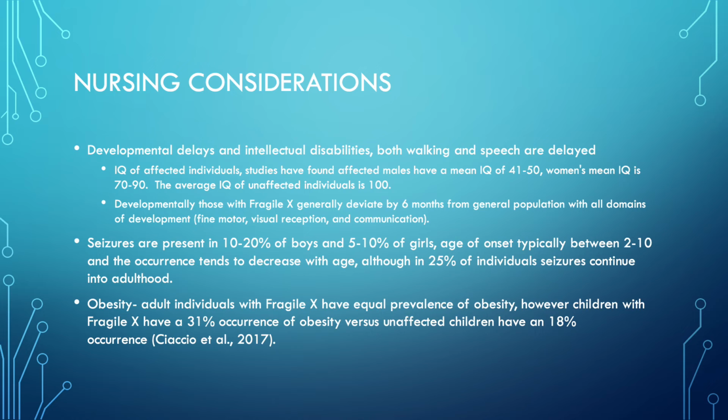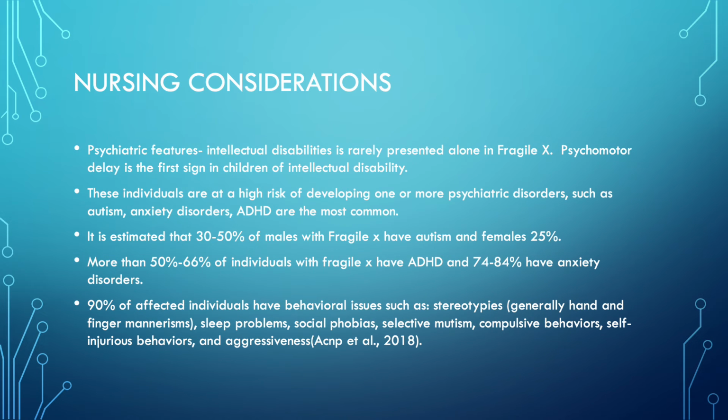Obesity. Adult individuals with Fragile X have equal prevalence of obesity. However, children with Fragile X have a 31% occurrence of obesity versus unaffected children with an 18% occurrence. Psychiatric features are very common among those who suffer from Fragile X syndrome. Intellectual disabilities are rarely presented alone in Fragile X. Psychomotor delay is oftentimes the first sign in children of intellectual disability.